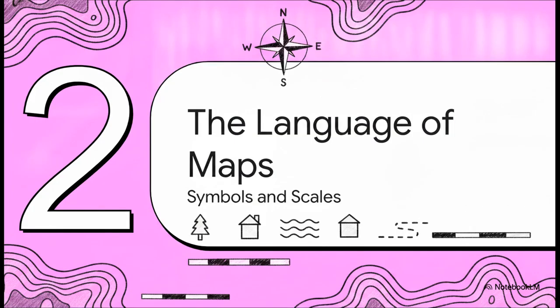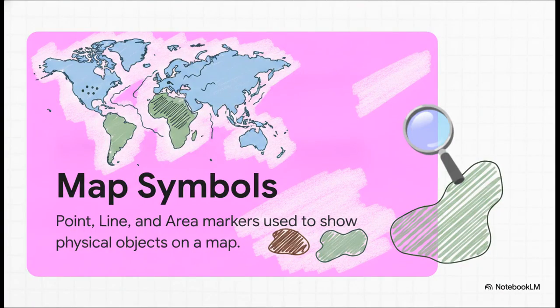Which brings us to our second section, the language of maps, specifically how we use symbols and scales. To represent all those wild, real-world variations on flat paper, map makers literally had to invent a universal visual language. They take physical objects and translate them into what we call symbols. Remember, a map isn't just a photograph, it's a symbolic representation. So cartographers basically use three primary types of markers to show things: point symbols, line symbols, and area symbols. And these are often filled with distinct colors or patterns to make them immediately pop out to the reader.